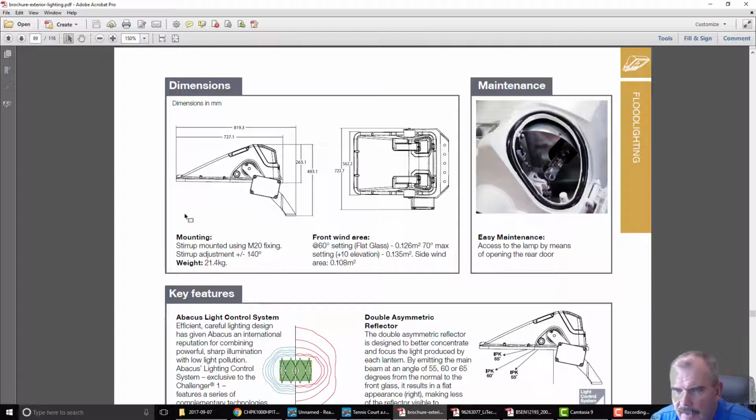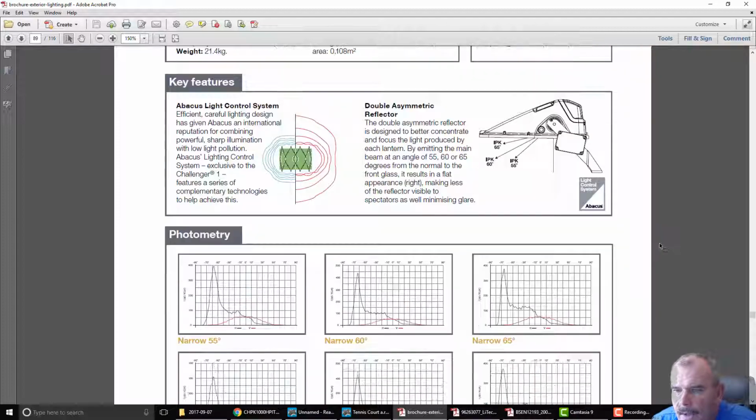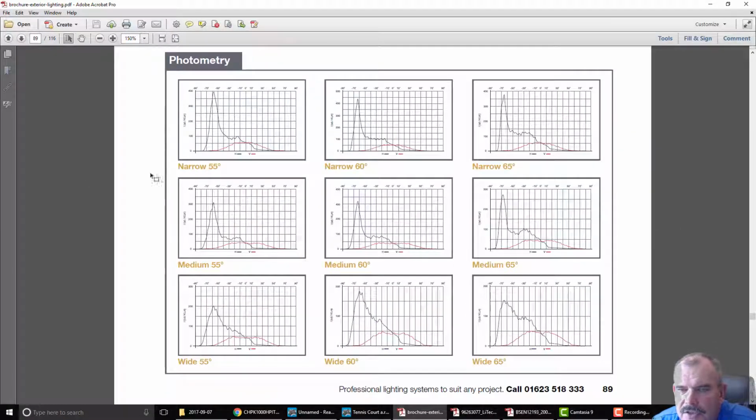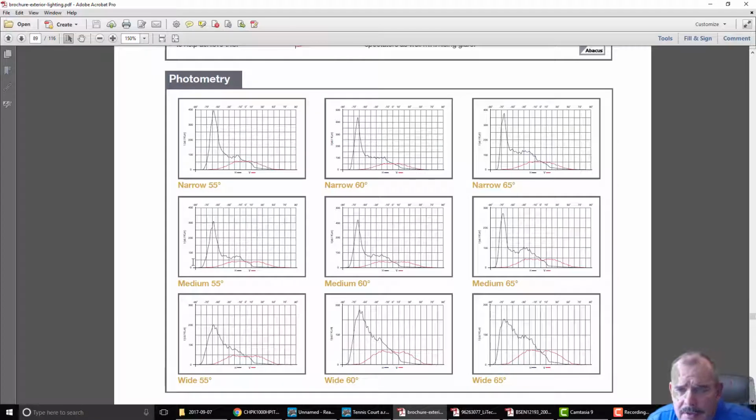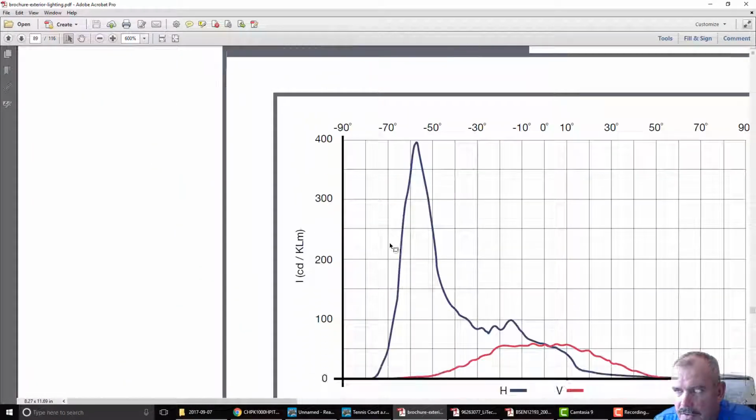So if you want to go look at that, I'm looking specifically at asymmetric floodlights here. And what you will often see is curves like this, which are known as Cartesian curves. And broadly speaking, there are two or three methods of displaying the photometry to see how it performs. These diagrams are obviously quite small unless you've got a PDF viewer and you can zoom in and take a closer look at them.